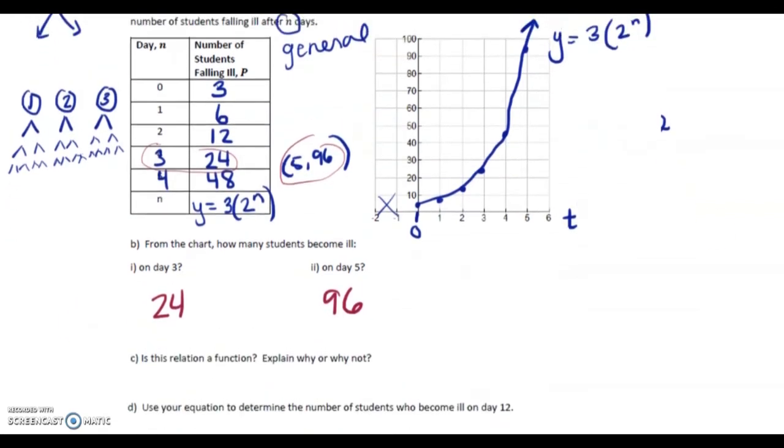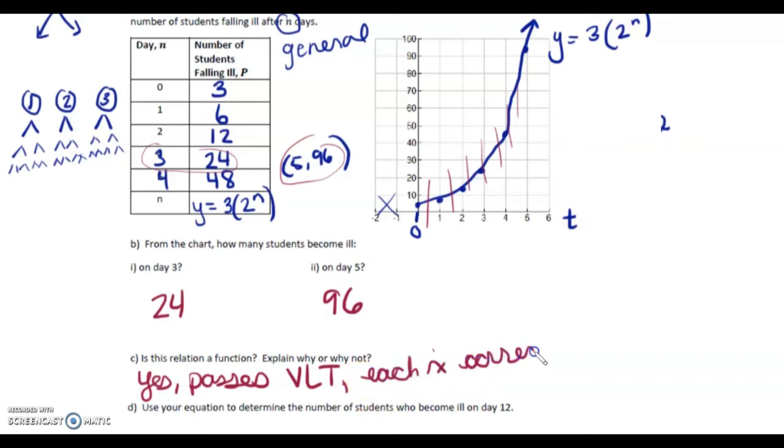So is this relation a function? Explain why or why not. Okay, so the vertical line test tells me that this relation is a function. So yes, we can say it passes the vertical line test. Or we can say, more mathematically, each x corresponds to 1 y.